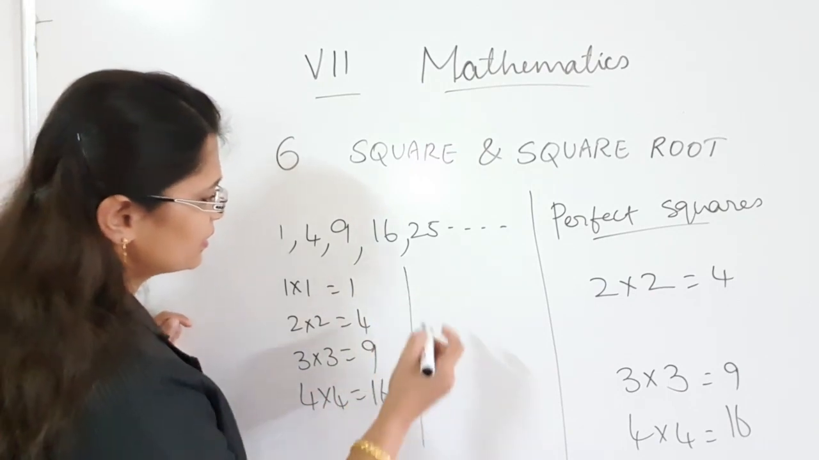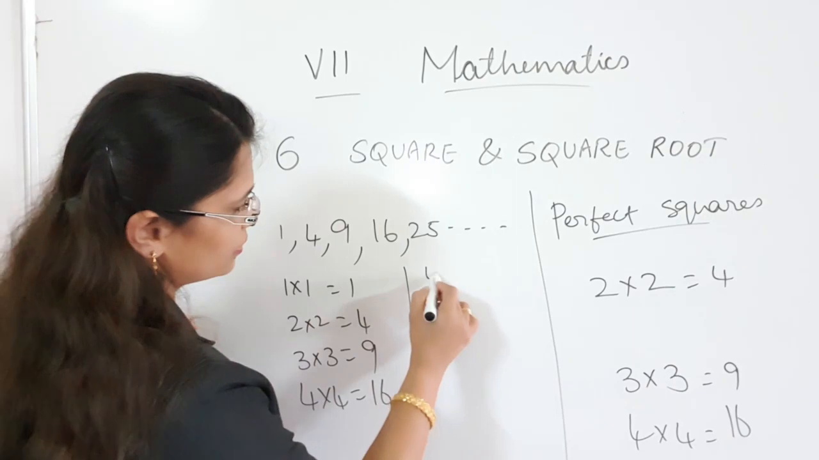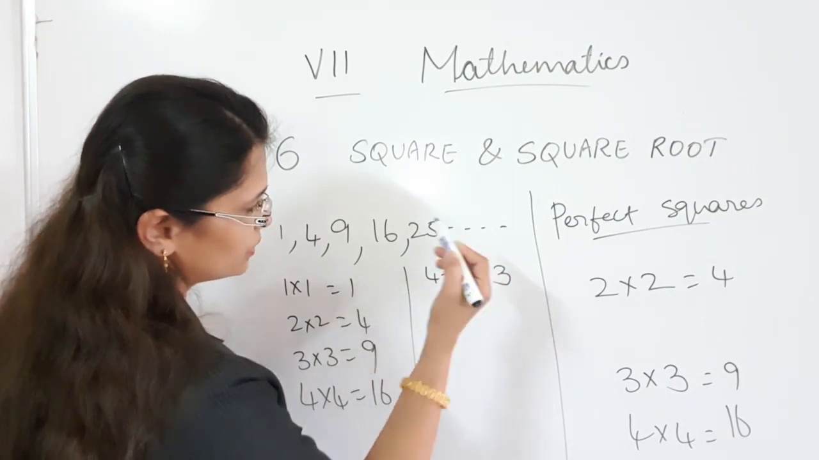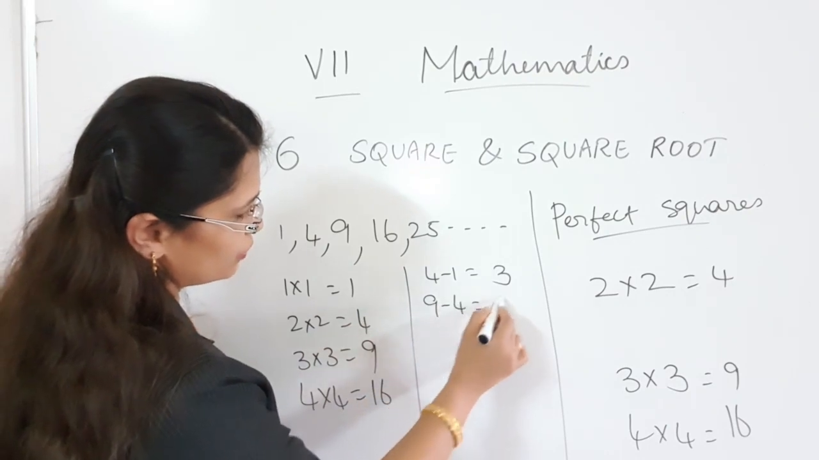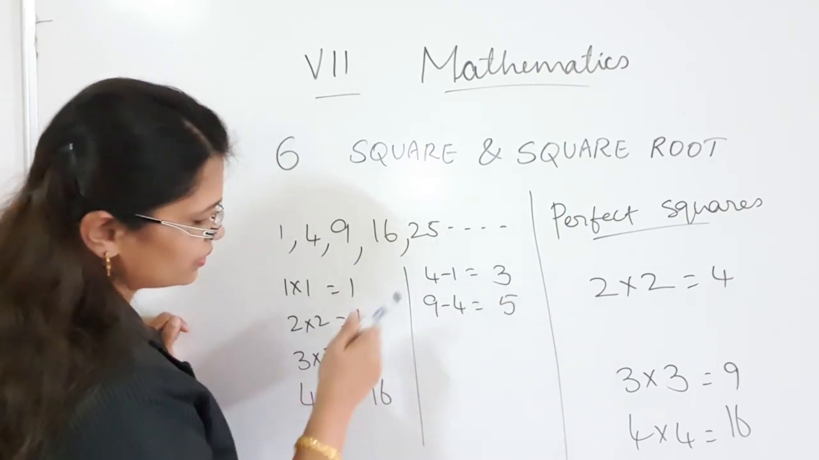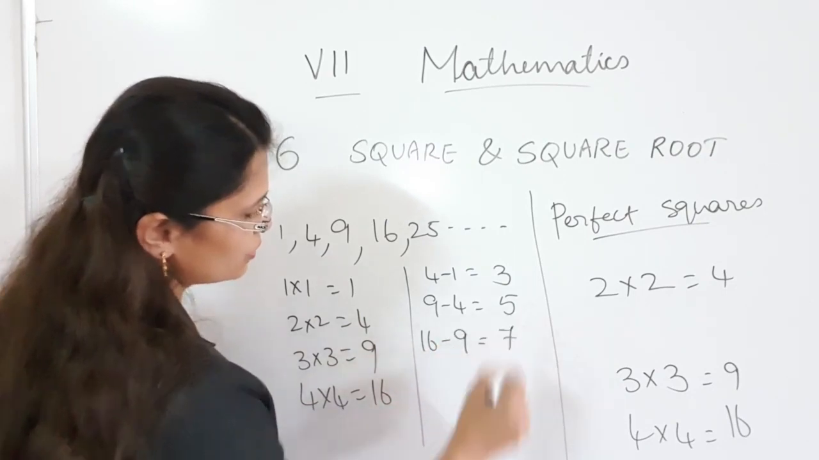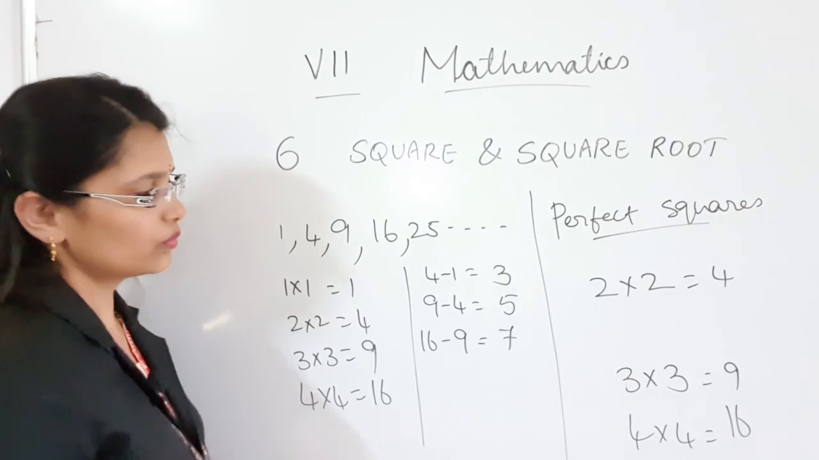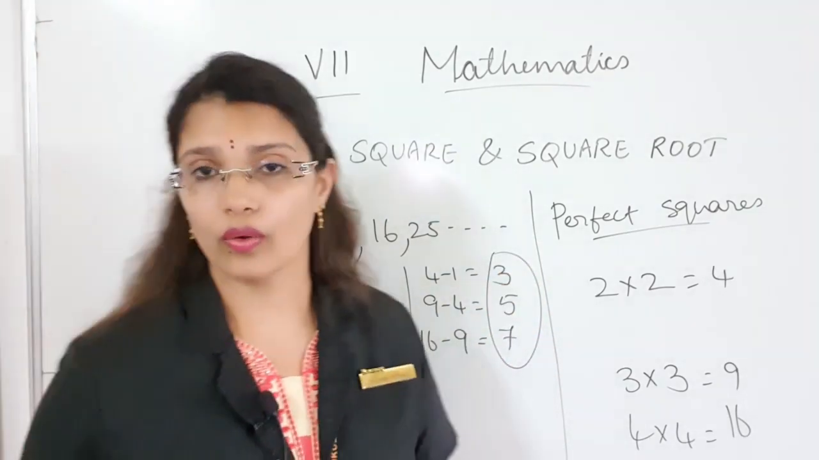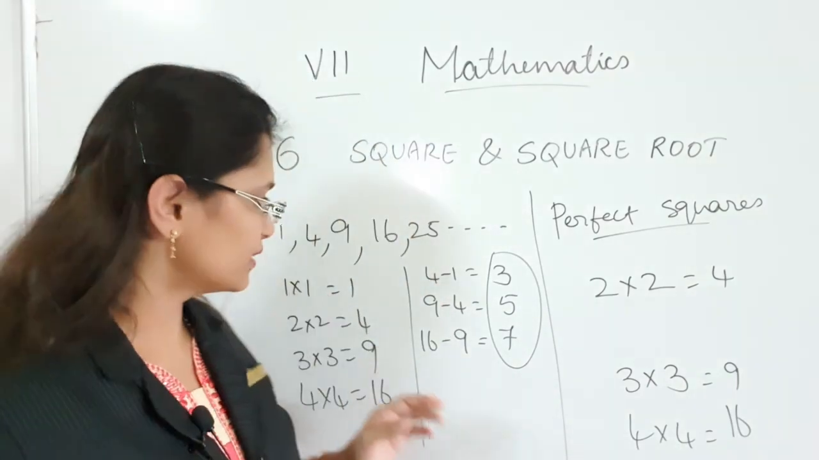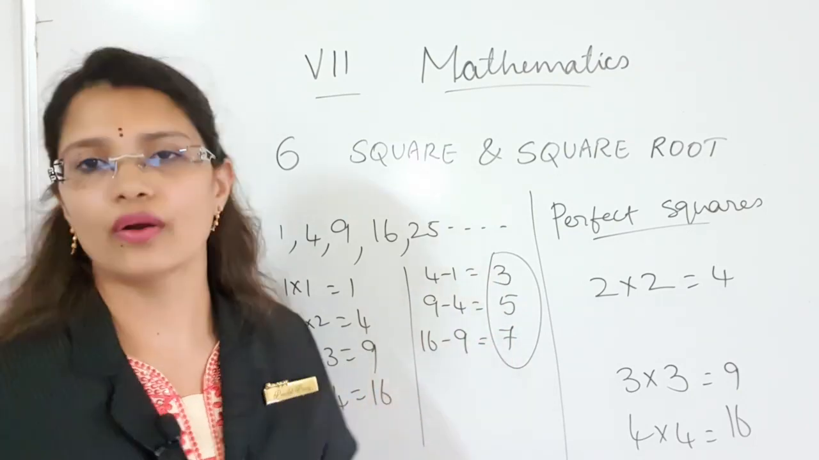And then check the difference between these numbers. 4 minus 1. What is 4 minus 1? 3. Then 9 minus 4 is equal to 5. Then 16 minus 9 is equal to 7. What is the specialty of this? These all are odd numbers. So, children, the difference of two consecutive perfect squares is an odd number.